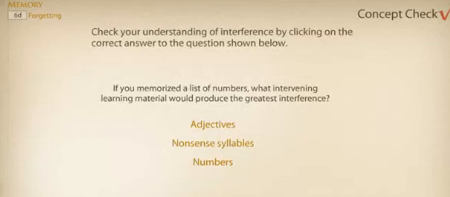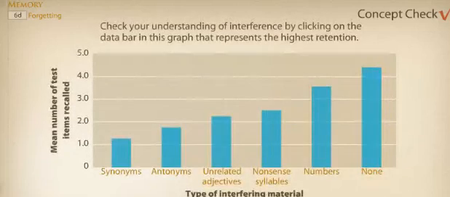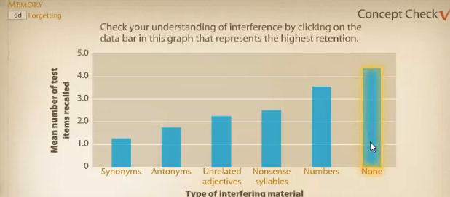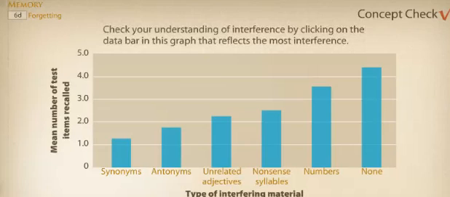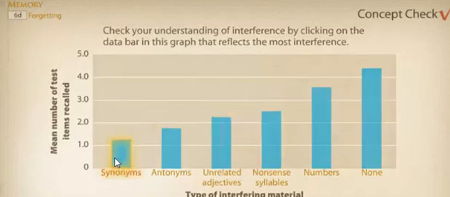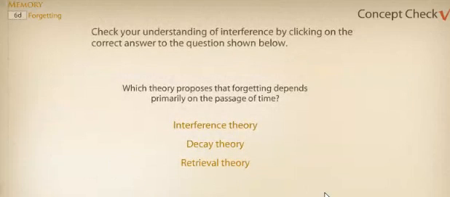Okay, let's see what we got here. If you memorize a list of numbers, what intervening learning material would produce the greatest interference? Probably be numbers. Clicking on the data that represents the highest retention, that would be here. Most interference would be the synonyms. Which theory proposes that forgetting depends on the passage of time? That would be decay theory. Okay.